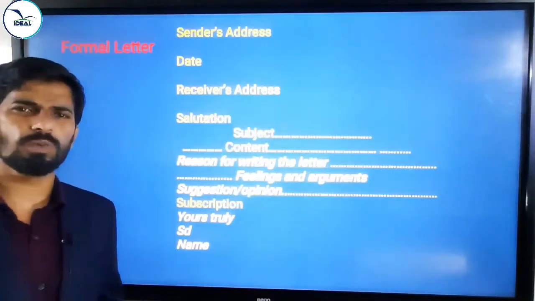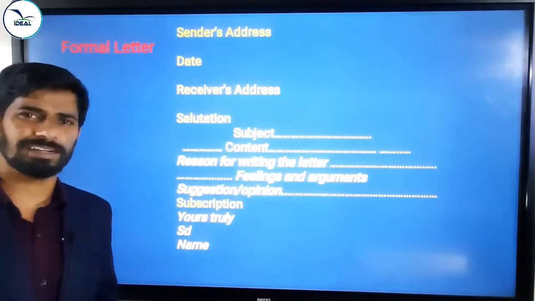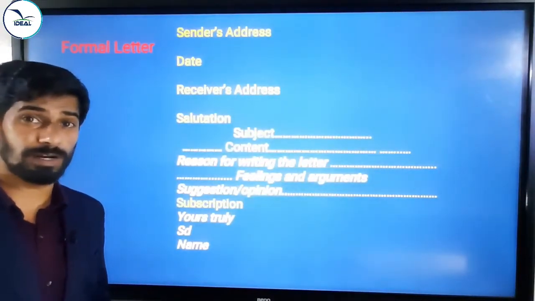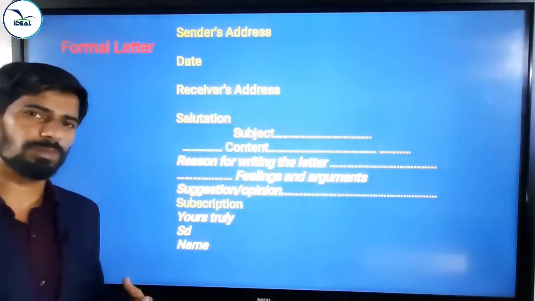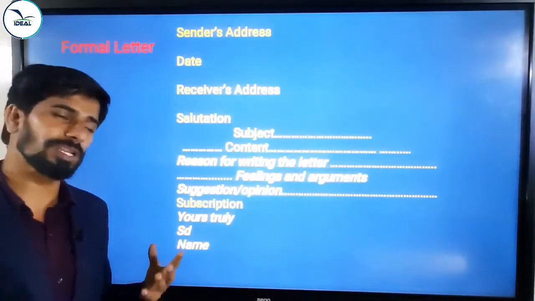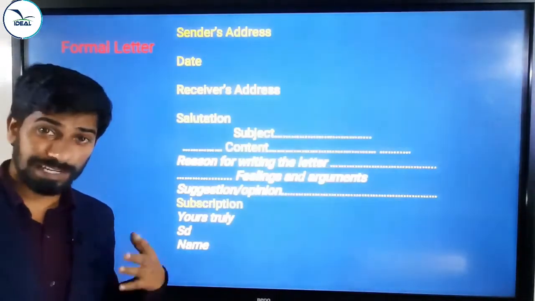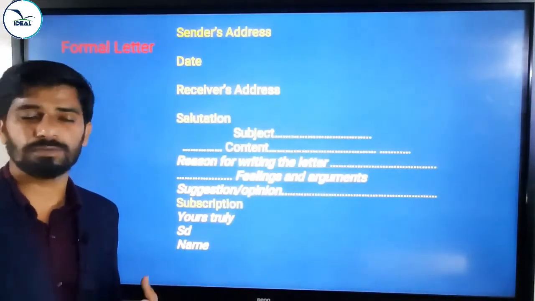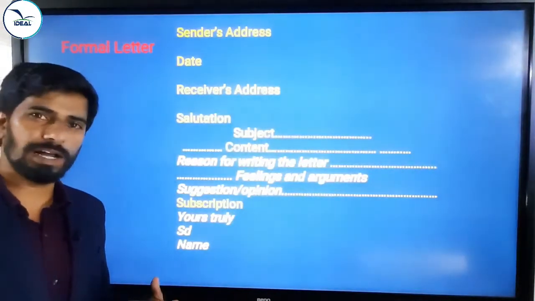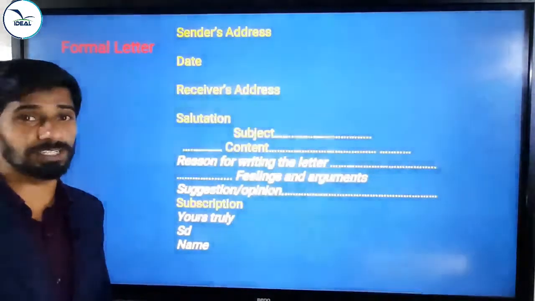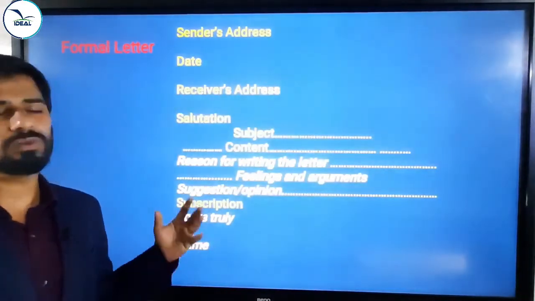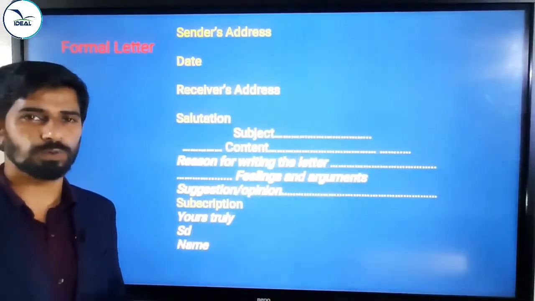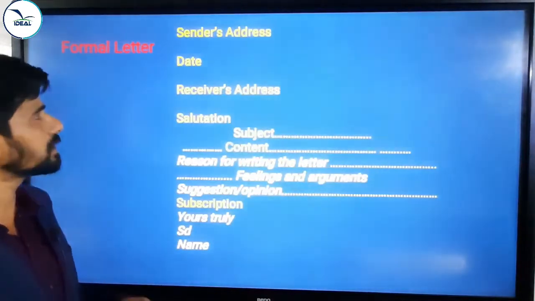Okay, the first one, formal letter, right? So as you all know, what is a formal letter? A formal letter is a letter sent in a highly official way, right? So a letter that is sent to a police station, or a letter that is sent applying for a job, or a letter to the editor, are all formal letters, right? So what is the format to be followed while you prepare a formal letter?